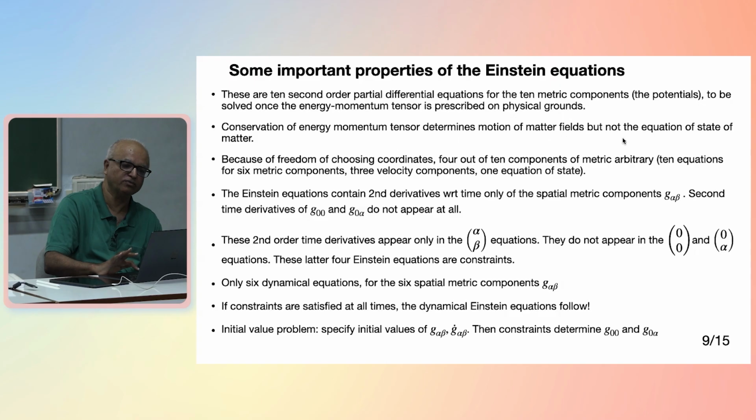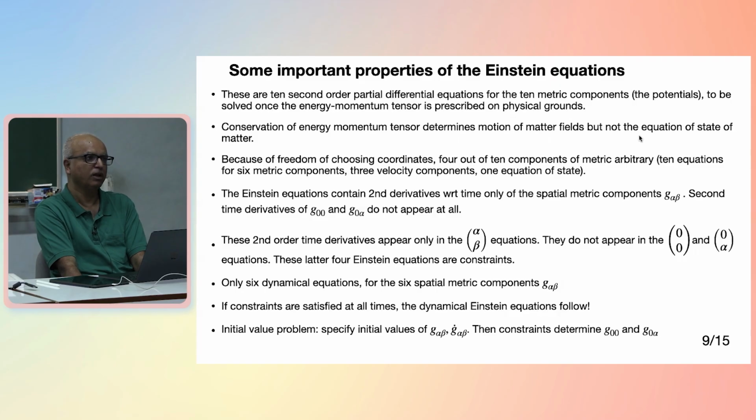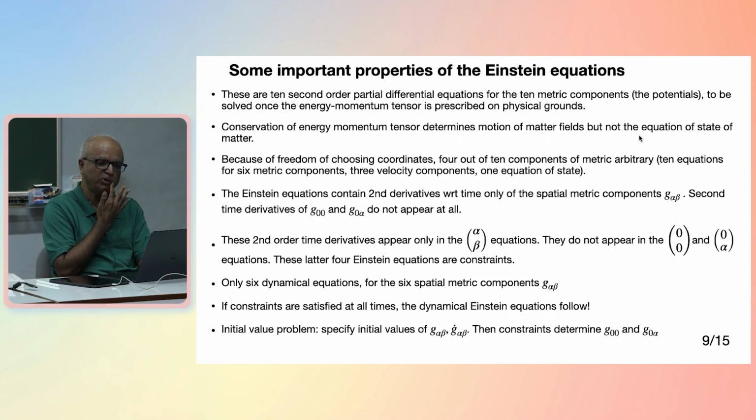Conservation of energy momentum tensor determines the motion of matter fields, but not the equation of state of matter. To qualify what that means, the divergence of T^ik is 0. That's a conservation equation, basically saying energy momentum is conserved. Now, when energy momentum is conserved, your equations of motion will follow from there, because it's like conservation of kinetic energy plus potential energy: if you differentiate it, you will get Newton's second law of motion, right? That is quite obvious. But the same kind of thing happens here.